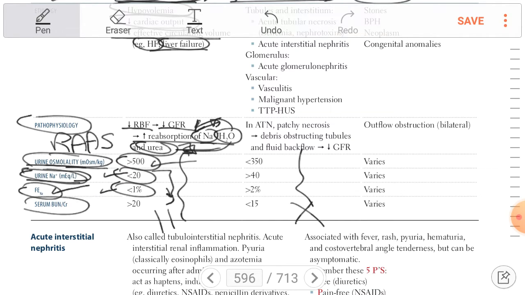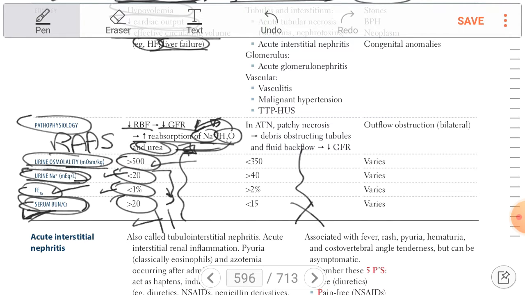Then serum BUN and creatinine. We said that in pre-renal the tubule is intact, so there is normal reabsorption of the BUN. So the BUN to creatinine ratio will be more than 20, because there is more reabsorption of the BUN.